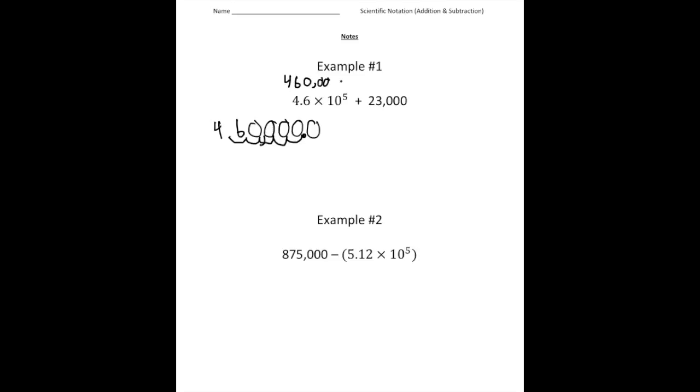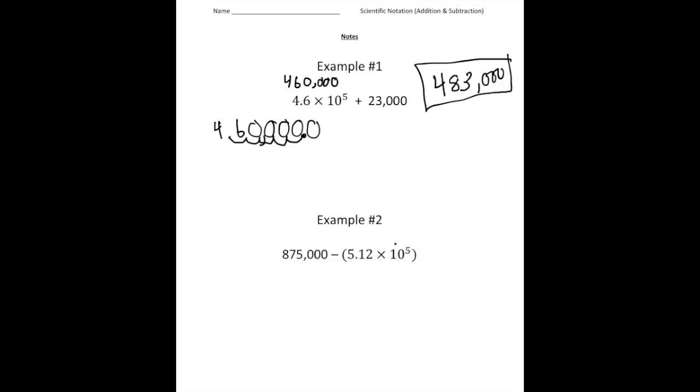the scientific notation. So now it's just a matter of adding 460,000 and 23,000. So 460,000 and 23,000 will give us 483,000. And there is our sum. All right, let's try example number 2.